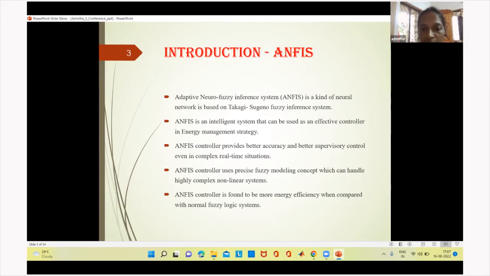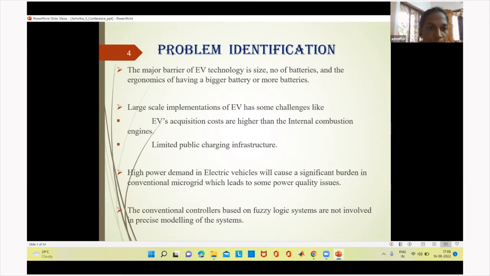Here, the ANFIS is an intelligent system that can be used as an effective controller in energy management strategy. Then the ANFIS provides better accuracy and a better supervisory control even in complex real-time situations. Then the ANFIS controller uses the precise modeling concept, which is able to handle highly complex nonlinear systems. Then the ANFIS controller is found to be more efficient when compared with normal fuzzy logic systems.